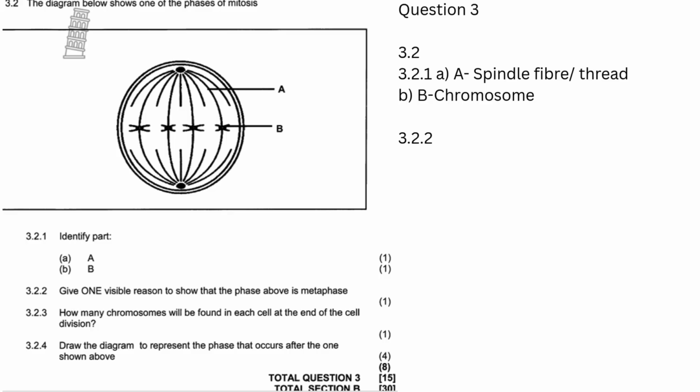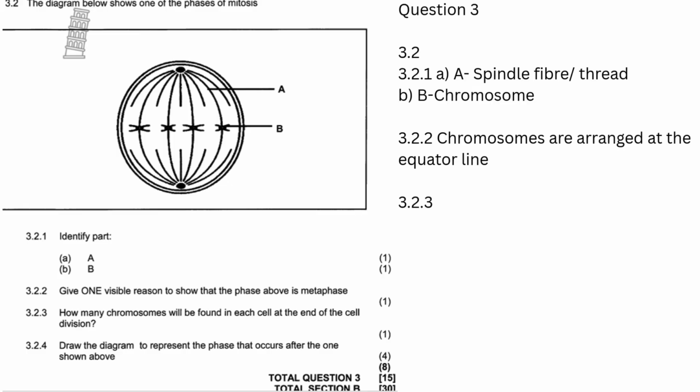3.2.2. Give one visible reason why the phase shown is metaphase, out of 1 mark. The answer is the chromosomes are lined up at the equator, middle of the cell. How do we know this is metaphase? By just looking. Use the secret memory trick. M is for metaphase and M is for middle. If you see chromosomes lined up in a straight row right in the center, the equator of the cell, it is always metaphase.